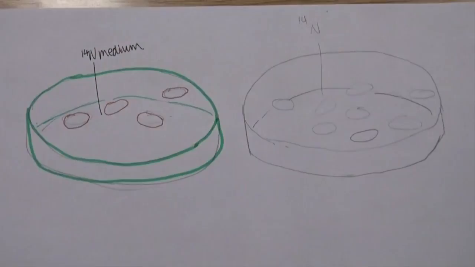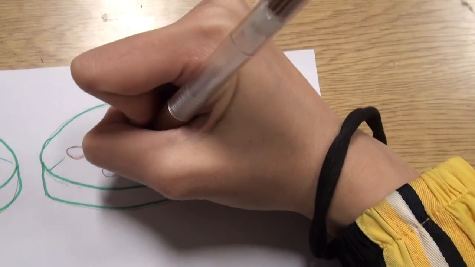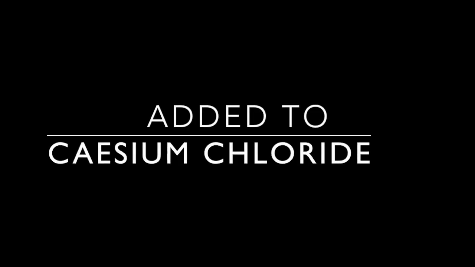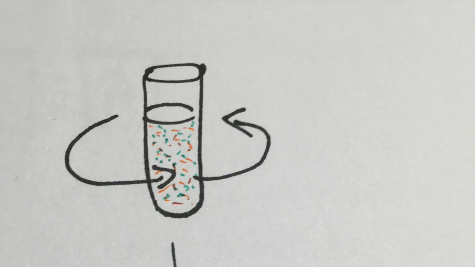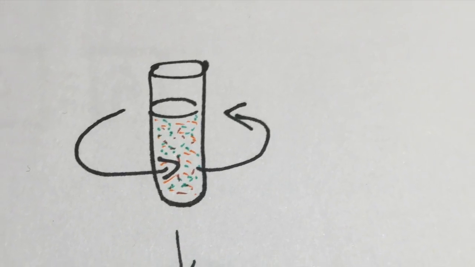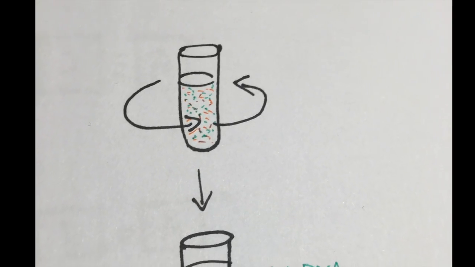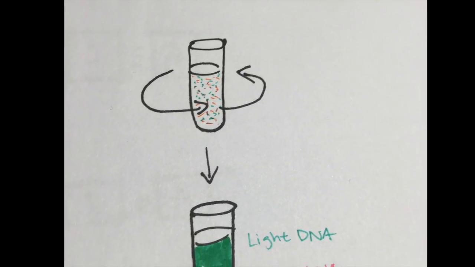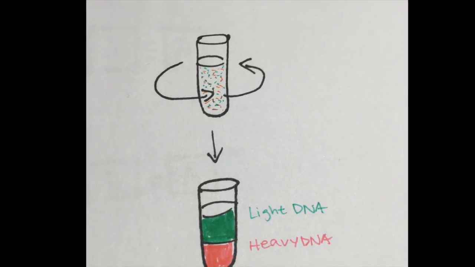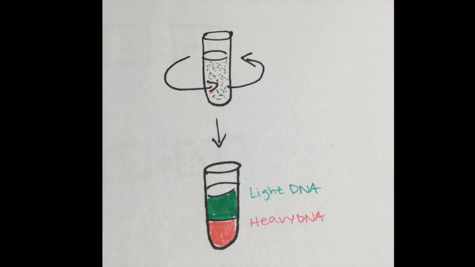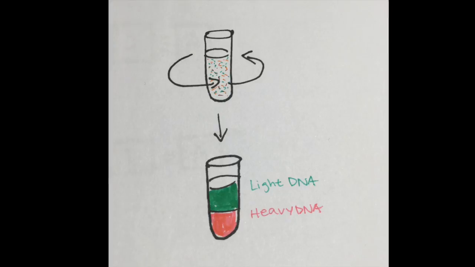Stage 4. After the E. coli have divided a second time, DNA is extracted from all samples and added to cesium chloride, then put into the centrifuge. Densities of the DNA are measured using density gradient centrifugation. This method separates molecules such as DNA into bands by spinning them at high speeds that forms a density gradient from top to the bottom of the spinning tube.